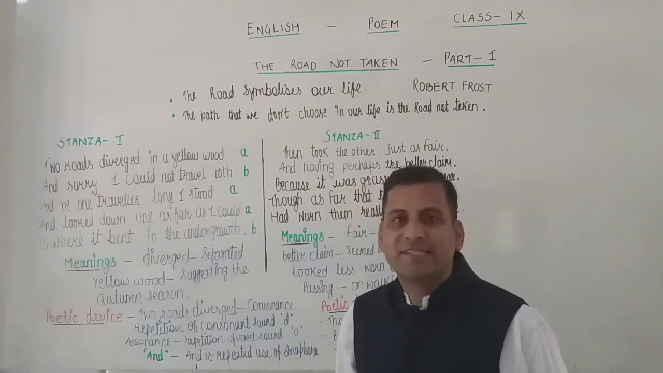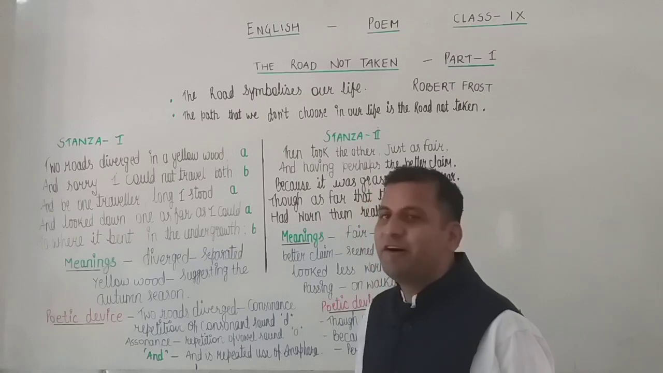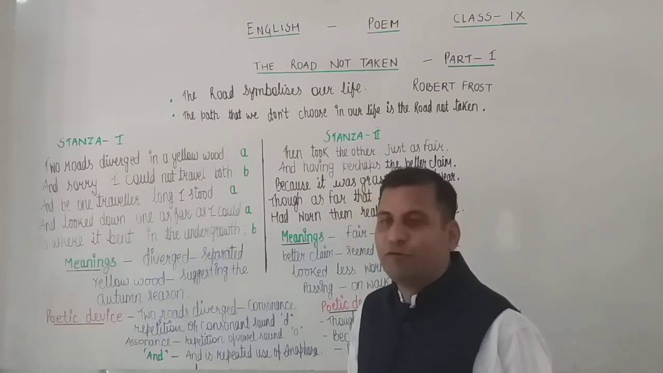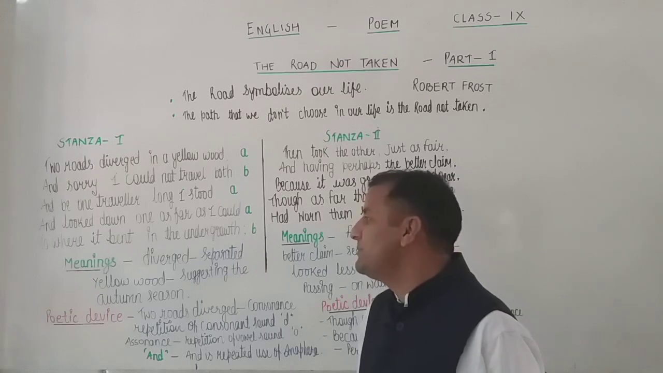Now let's discuss the word meanings here. The word diverged here means separated. The word yellow wood here means suggesting the autumn season.